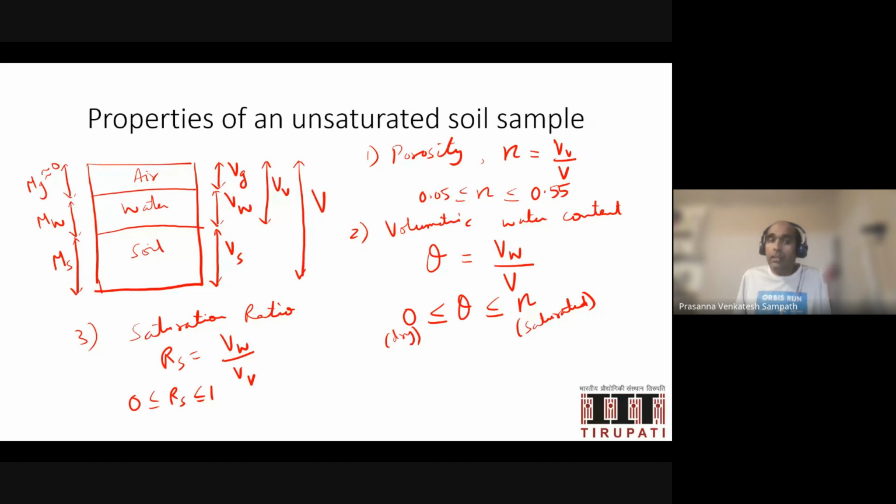The third parameter that we defined was the saturation ratio, which is defined as the volume of water divided by the volume of voids in the sample. So this value will always go between 0 and 1, 0 being a perfectly dry sample, and 1 when the sample is 100% saturated.